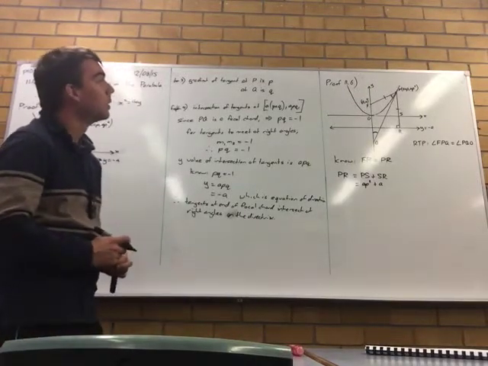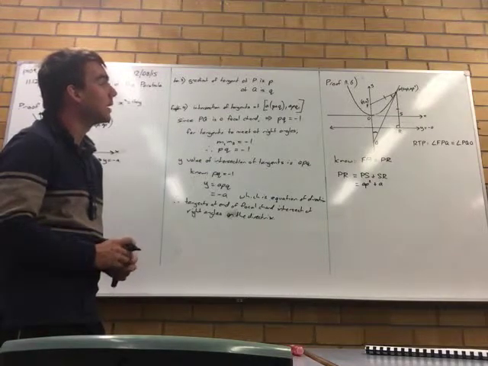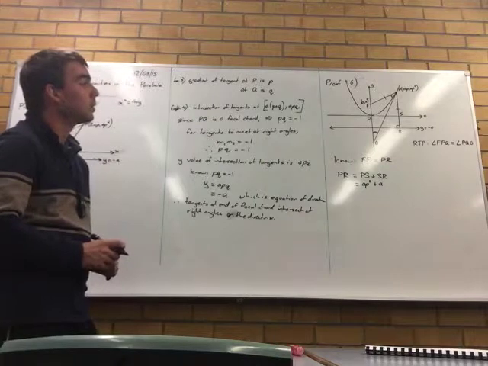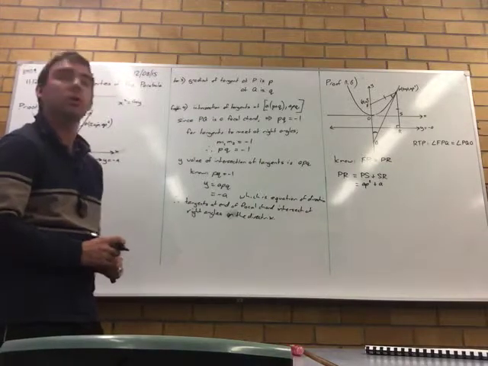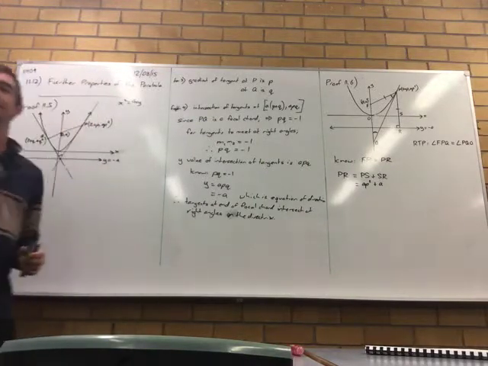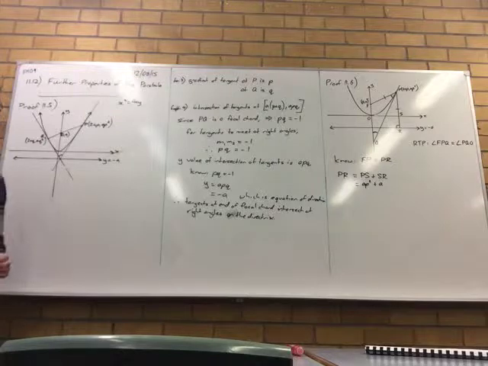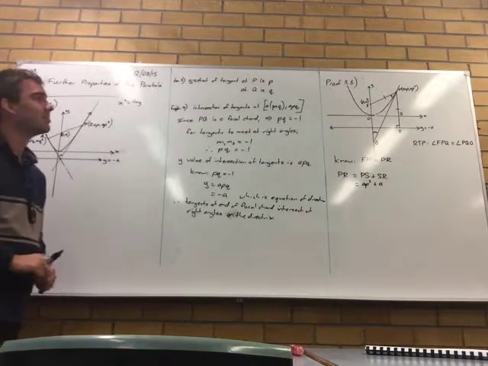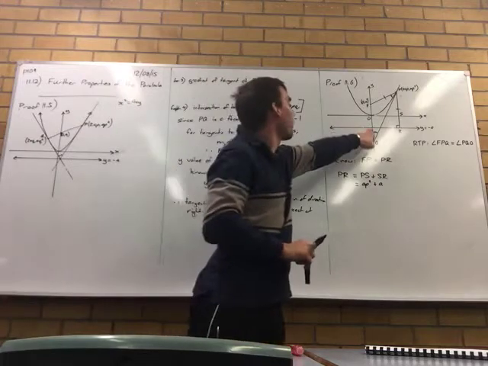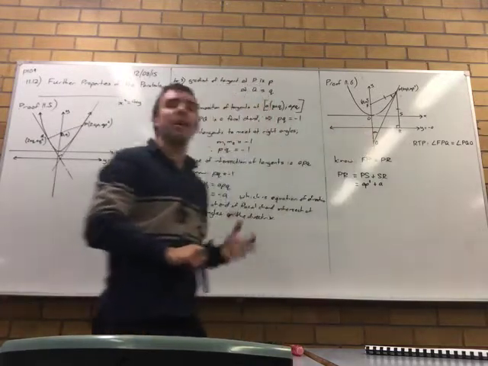So we need to now have the coordinates of Q. The next thing we need to work out is the coordinates of Q. How am I going to do that? 0 minus A, negative 2A. 0 minus A would be that point there. So how am I going to work it out?